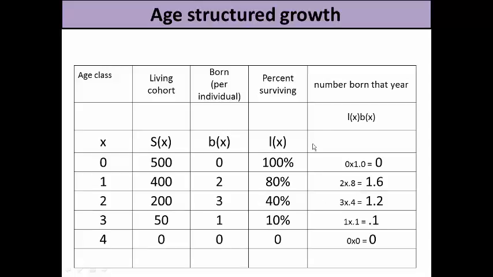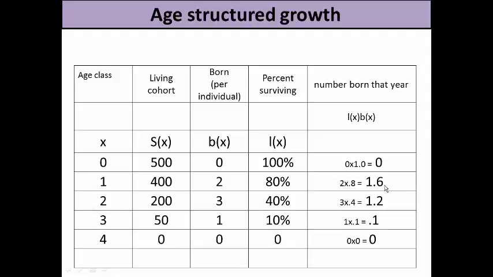So what we're going to do is multiply this column and this column, L of X times B of X, or the number born times how many actually survive. It's like taking a weighted average. So if we multiply these two columns, again, when you're born, nobody's having any offspring. Even though 100% survive, they're not reproducing, they're not mature enough. In the first age class, if we discount by that 80%, we multiply 80% times 2, they're actually 1.6 offspring born per female in that given age class.